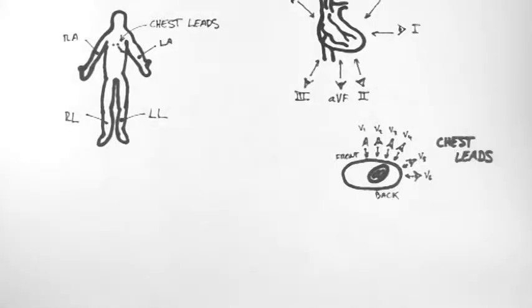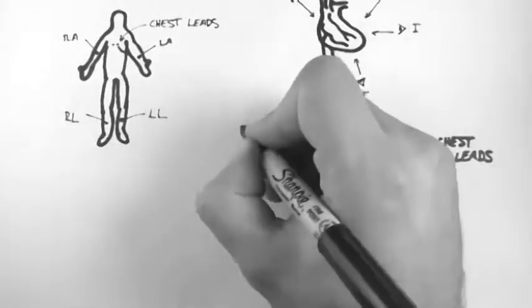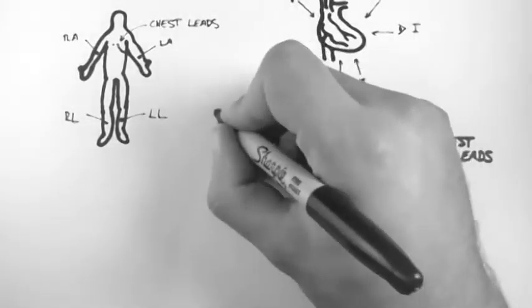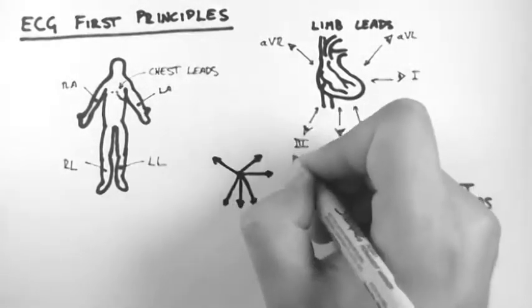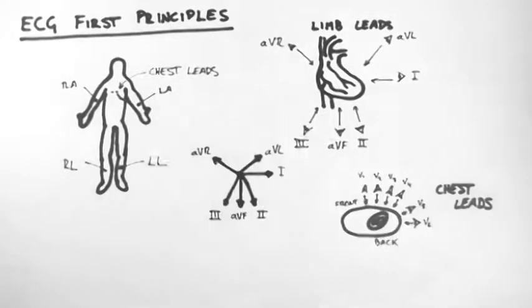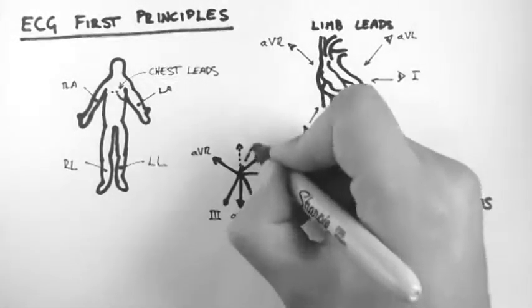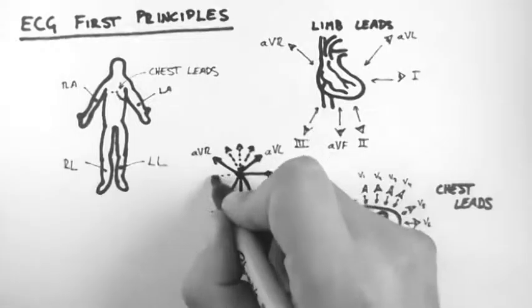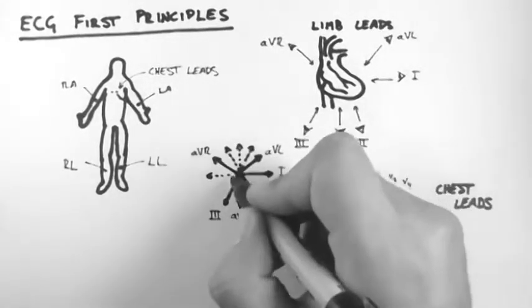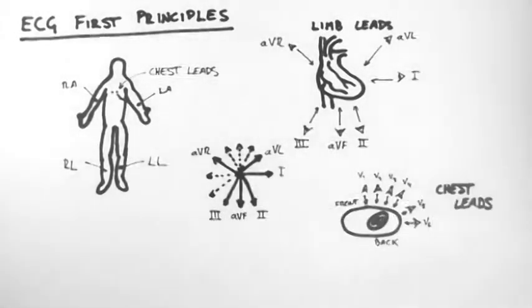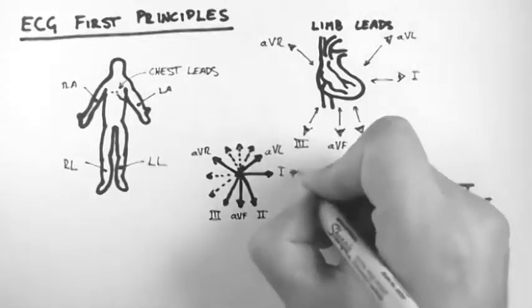Now let's have a think about the limb leads again. If I draw up a diagram of the lead directions without the heart, we get an image that looks like this. If we extend these lines out in the opposite direction to which they point, we will see that we have every direction covered in 30-degree increments.